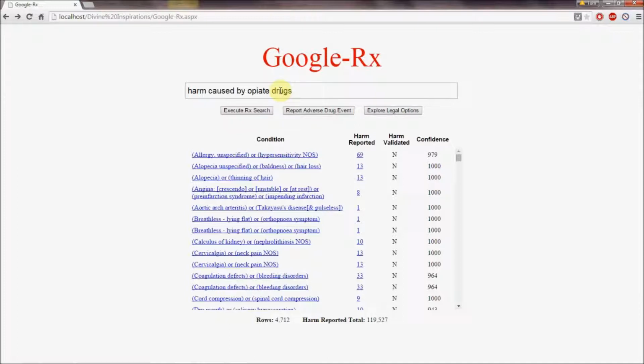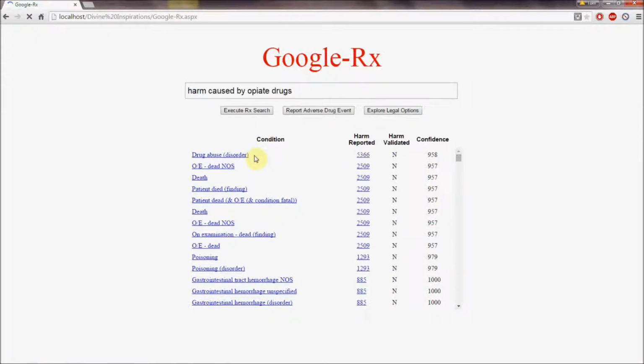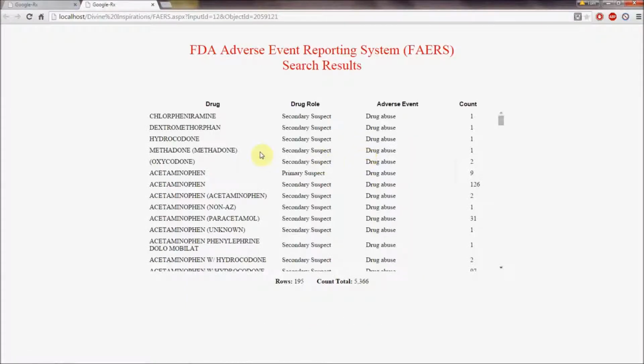The output of GoogleRx can be sorted by clicking on any column header. So let's go ahead and click on harm reported. We discover the following. Drug abuse is the most reported harmful side effect of taking an opiate drug. Let's click into the FDA data by clicking on 5366. We see the following opiate drugs. All of them have the adverse event of drug abuse.